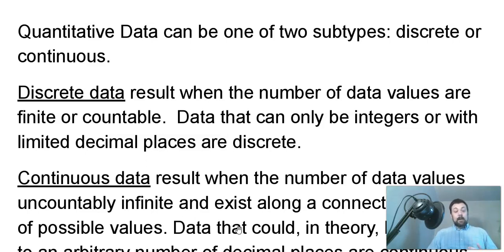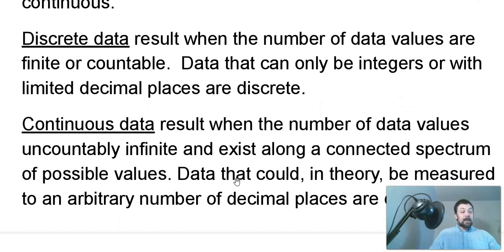Continuous data, on the other hand, result when the number of data values is uncountably infinite and exist along a connected spectrum of possible values. So it has to be connected. There can't be gaps, basically. So one way I try to help students understand the difference here is that with discrete data, there are gaps. Either there are 8 movies showing at the movie theater or there are 9. There's no in between. You can't have 8.5 movies, right? And so there's a gap there between 8 and 9 where numbers exist but aren't possible data values in that particular situation, right? Whereas continuous data does not have gaps.